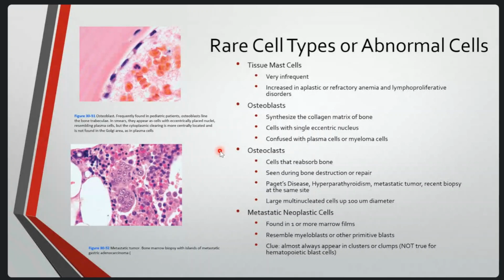Another abnormal cell that can be seen in a bone marrow is our metastatic neoplastic cells because, as you know, the bone marrow is one of the most common metastatic sites of tumors. Here, they resemble myeloblasts or other primitive blasts. So how to differentiate them from our normal hematopoietic blast cells? The clue here is they almost always appear in clusters or clumps.